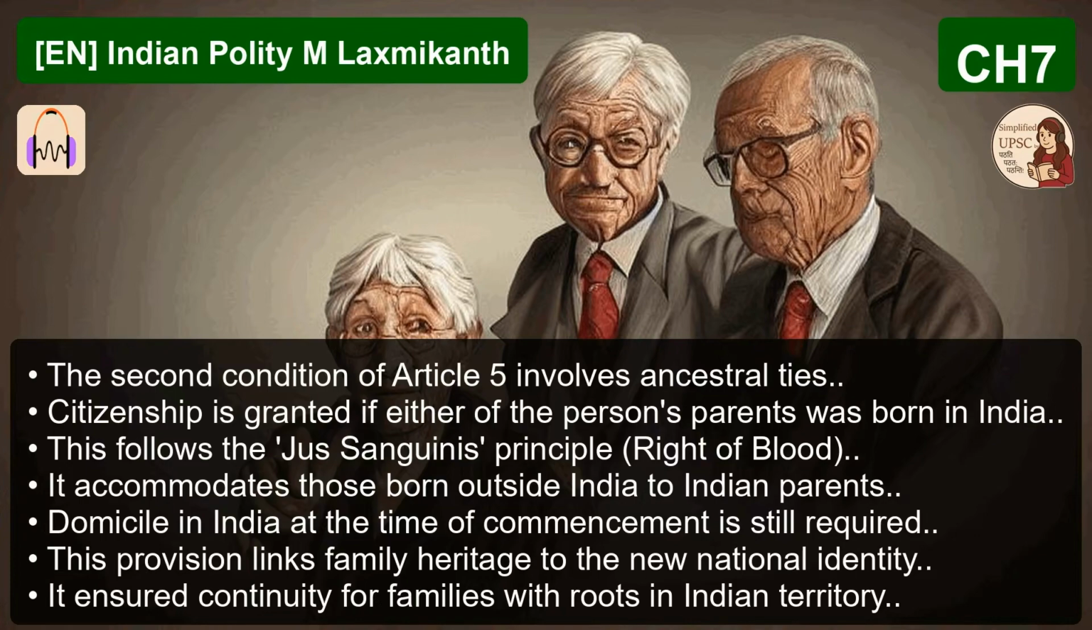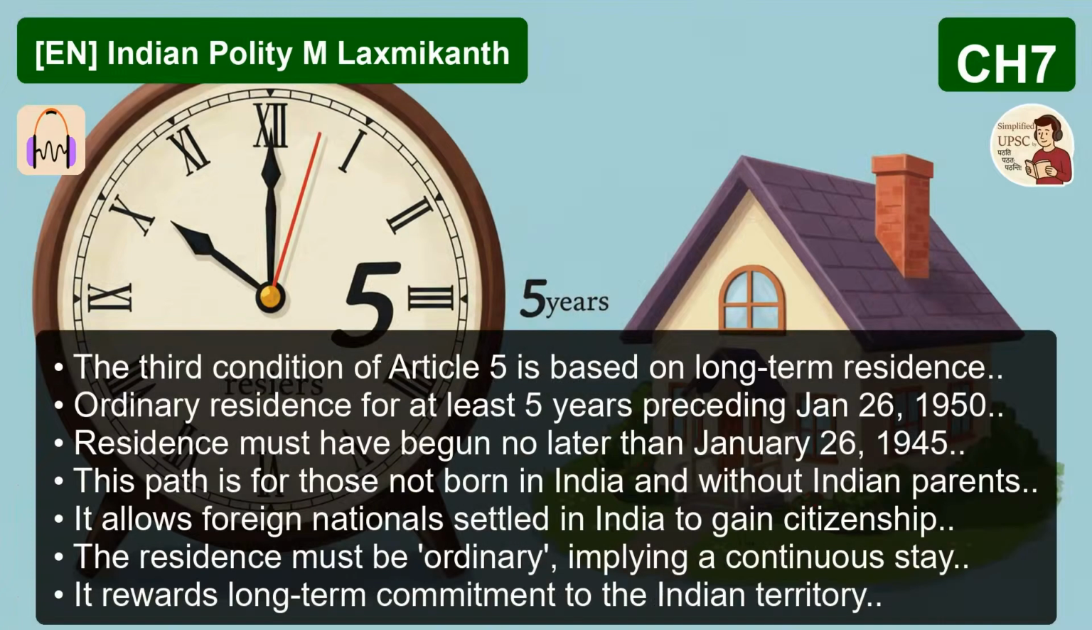Okay, so once that domicile was established, what were the 3 supplementary conditions required under Article 5? Right. So in addition to proving this essential domicile, the person then had to satisfy one of 3 additional, more objective conditions. Just one. Okay. The first condition was the simplest. They were born in the territory of India. This is a nod to the principle of jus soli, the right of the soil, a simple birthright claim. So domicile plus being born here, you're a citizen.